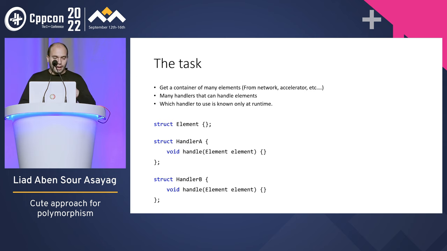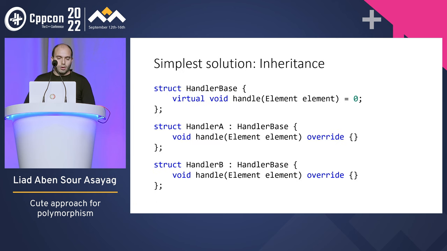So as you can see, I have this element, and I have handler A, which has a method that can handle elements, and I have handler B that can handle elements. The simplest solution I could come up with is good old-fashioned inheritance. I have this class handler base with a virtual function that can handle elements, and each handler just inherits handler base and overrides the function with whatever it needs.